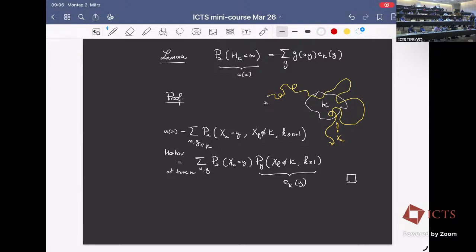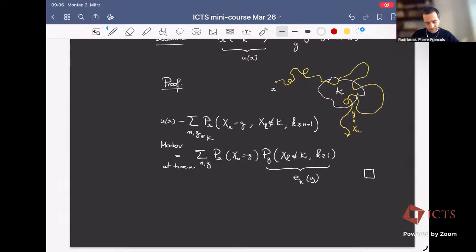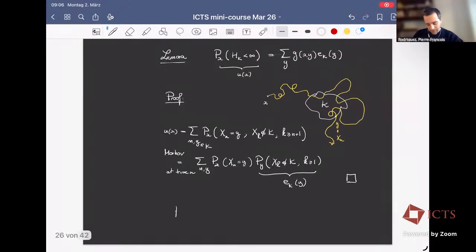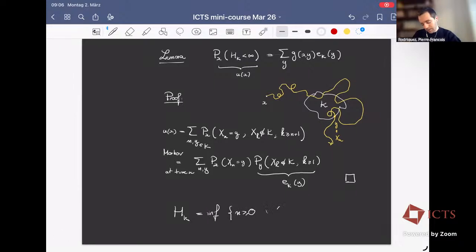Yeah, we have one question. Okay, can you just show me how you defined h cap quickly, please? Yes. Maybe I'll write it here. So it's the first time where a random walk is in K. It's what's called the entrance time in K.